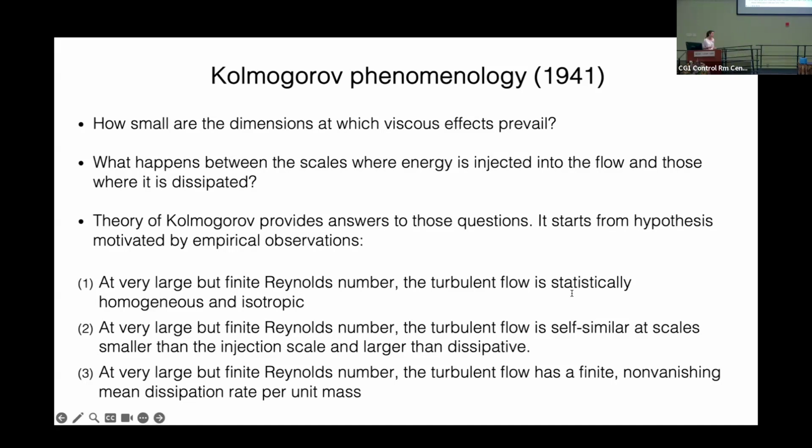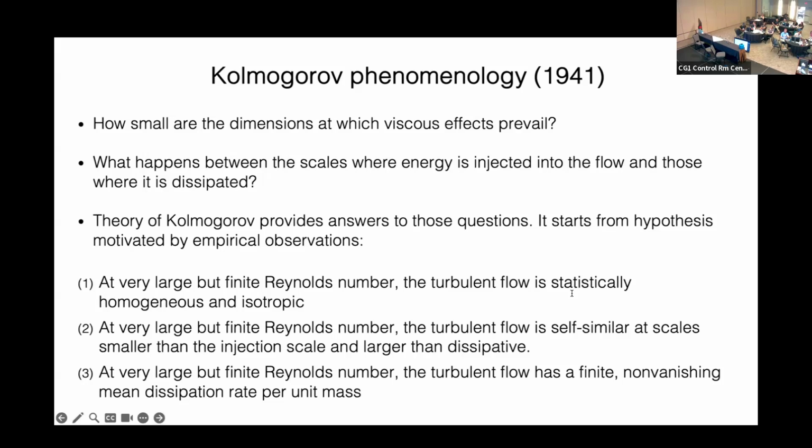For example, what happens between the scales where energy is injected and the dissipation scales? And when we say that small scales need to be reached, how small are these small scales? The answers to these questions were given by Kolmogorov in his theory of turbulence, which I'm going to present here phenomenologically. Essentially, it is a phenomenological theory.